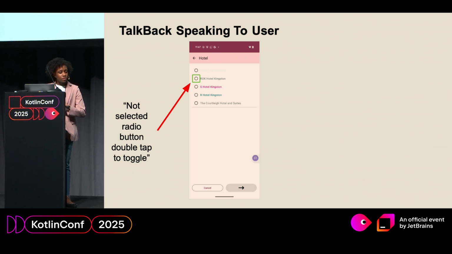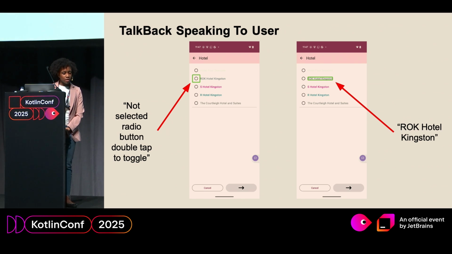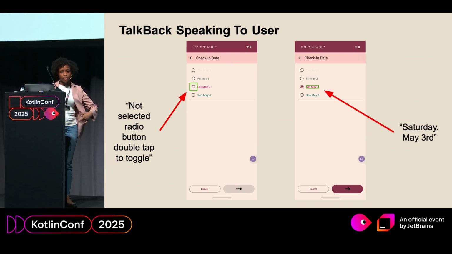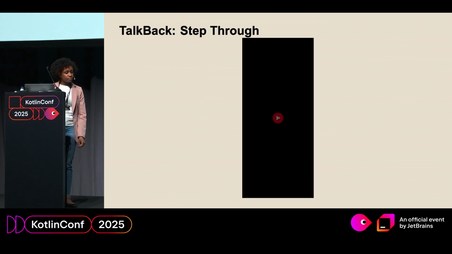Okay, so for TalkBack, the way it's going to be spoken to the user is "not selected, radio button, double tap to toggle." So you can see how this lack of information isn't very informative for the user. A similar thing for the hotel: it will just say the hotel and not whether it's been selected or not. And for the date it's similar, where it says not selected, radio button, and then says the date exactly as it is.